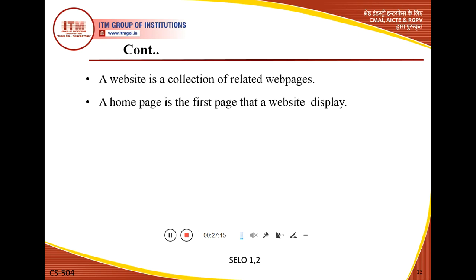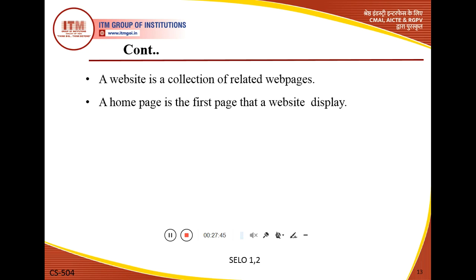Now, what do you mean by website? I already discussed it with you. A website is a collection of related web pages. So if we connect all the different web pages into a single form, this type of collection is called a website. And websites are of two types, static website and dynamic website.